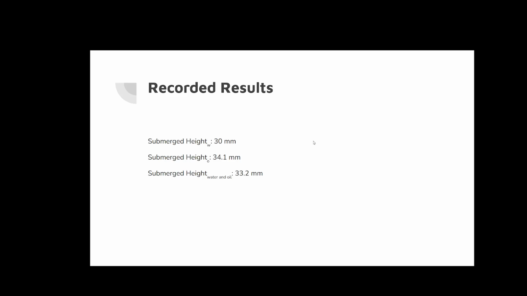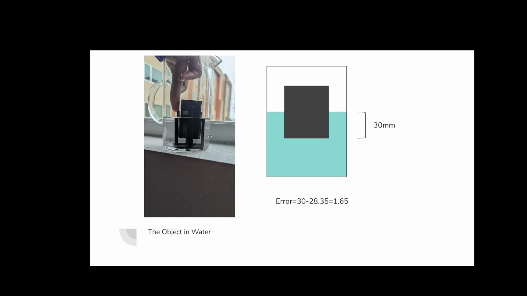These are our calculations, so if we move on to our recorded results, you can see that there's a bit of error, but it lines up fairly closely. Submerged height being 30 millimeters for water, submerged height being 34.1 millimeters for the oil, and submerged height of the combined fluids being 33.2 millimeters. And in these next few slides, we'll show you exactly what we did in real life with these pretty little graphics and photos.